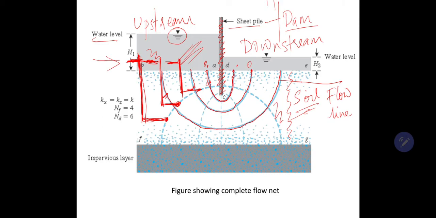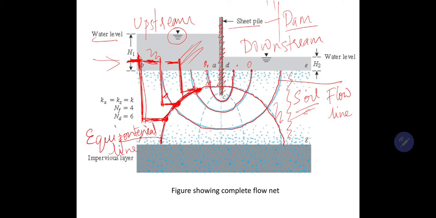If I join those points where the water pressure is the same, this will form a particular line. This line is called the equipotential line.